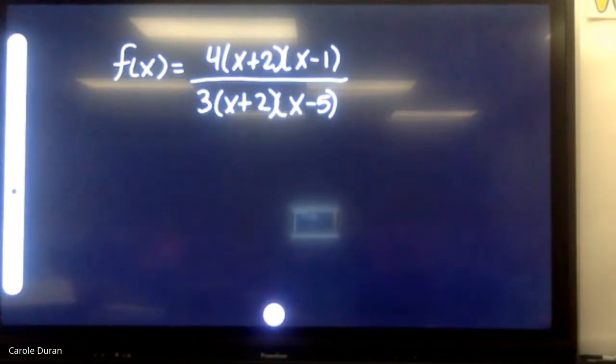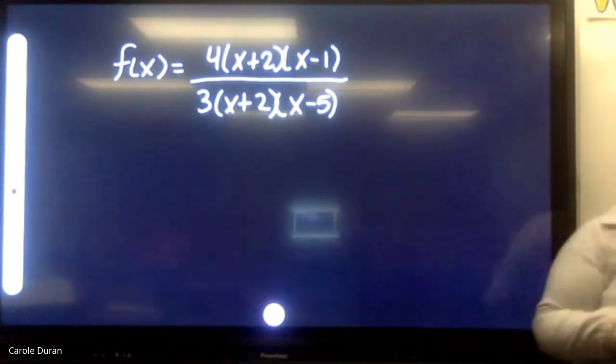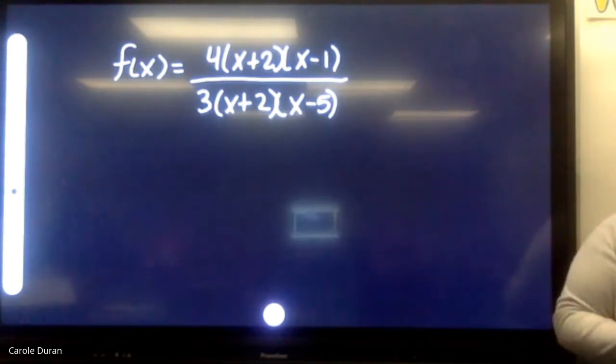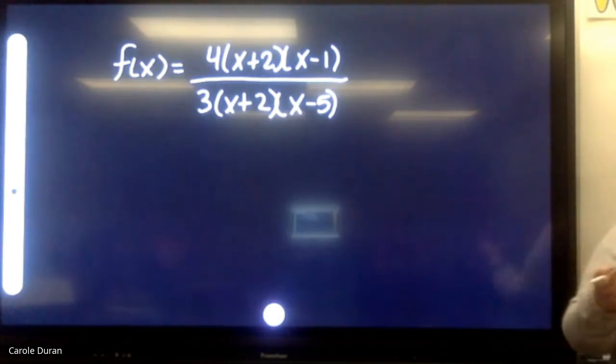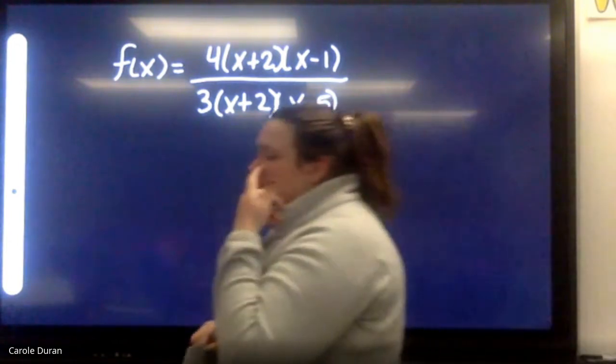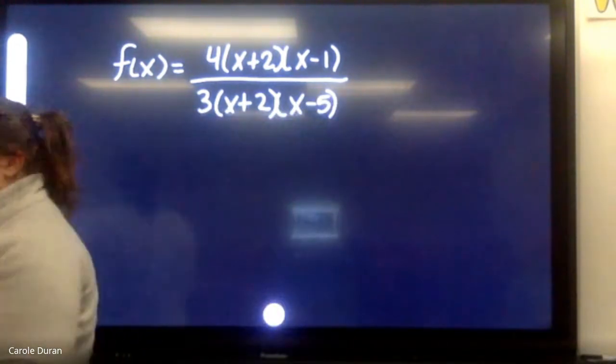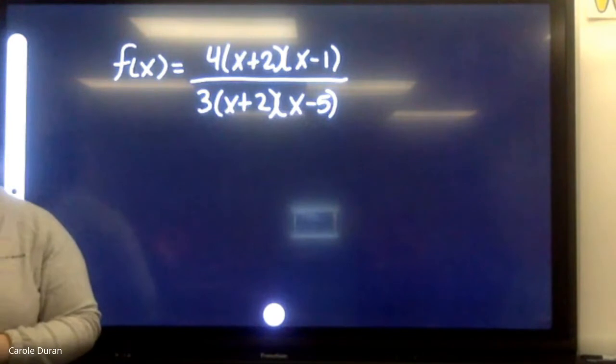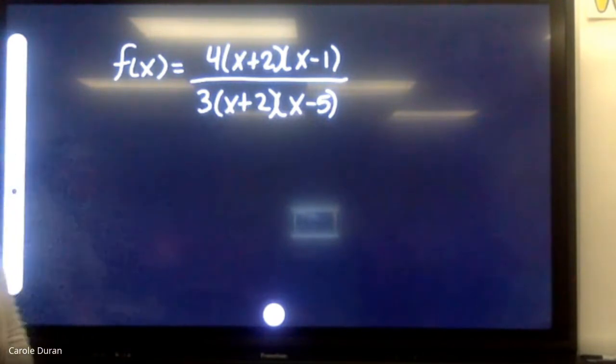Okay, so when I'm working through a rational functions problem like this, what do I look for first to identify? Your holes. I can only do this if it's in factored form. Guess what? We're already in factored form. So a hole exists when what is shared between the numerator and denominator? The same factor. Do I have that here?